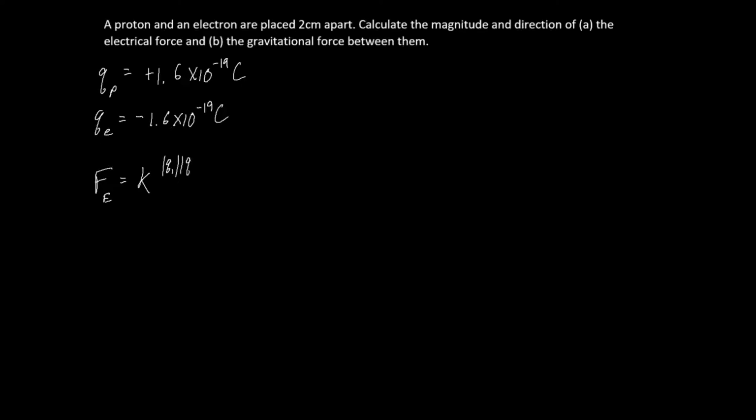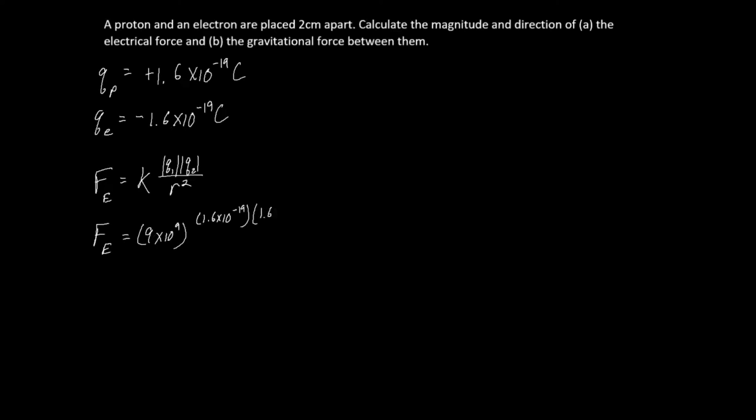Q1, Q2 all over r squared. And we just do a little bit of substitute and solve. So K, as we saw in the previous slide, is 9 times 10 to the 9th. These are taking the absolute value, so I'm just going to go ahead and write both of them as positive. 1.6 times 10 to the negative 19.